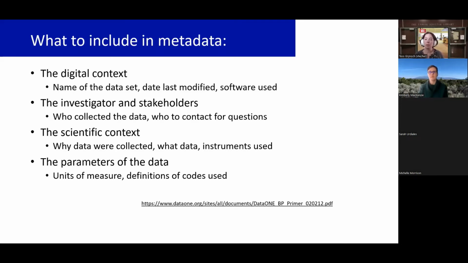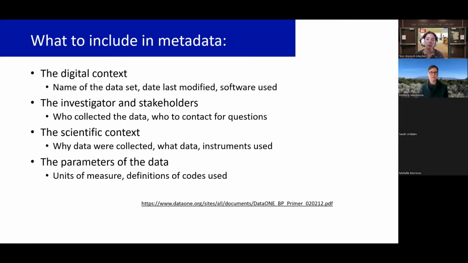So what details should be included in your metadata? So things that you want to include are specifics on the digital context, so the name of the data set, when it was last modified, and the software used. The investigator and stakeholders, so who collected the data and who to contact for questions. The scientific context, why data were collected, what data, and what instruments were used. The parameters of the data, so units of measure, and definition of codes used.